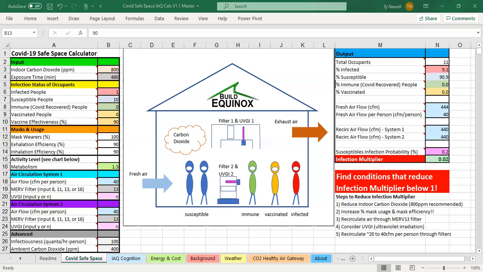Now, how do you infect 0.02 people? Well, what it really means is collectively across all indoor spaces of this type, let's say if there's 100 of them, that now 2 people in those 100 buildings with 11 people per building, only 2 people are going to catch the disease from the 100 infectious people that are placed in each of those 100 buildings.